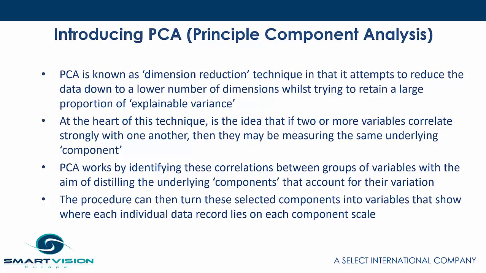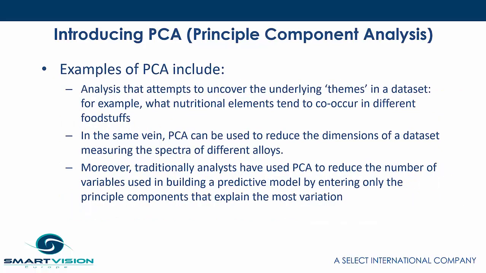And the procedure can then turn these selected components into new variables that show where each individual data record or data point lies on each respective component scale. So examples of PCA would include analysis that attempts to uncover, if you like, the themes in a data set. For example, what nutritional elements tend to co-occur in different foodstuffs. Or in the same vein, PCA could be used in material sciences applications to try and reduce the dimensions of a data set measuring the spectra of different alloys.